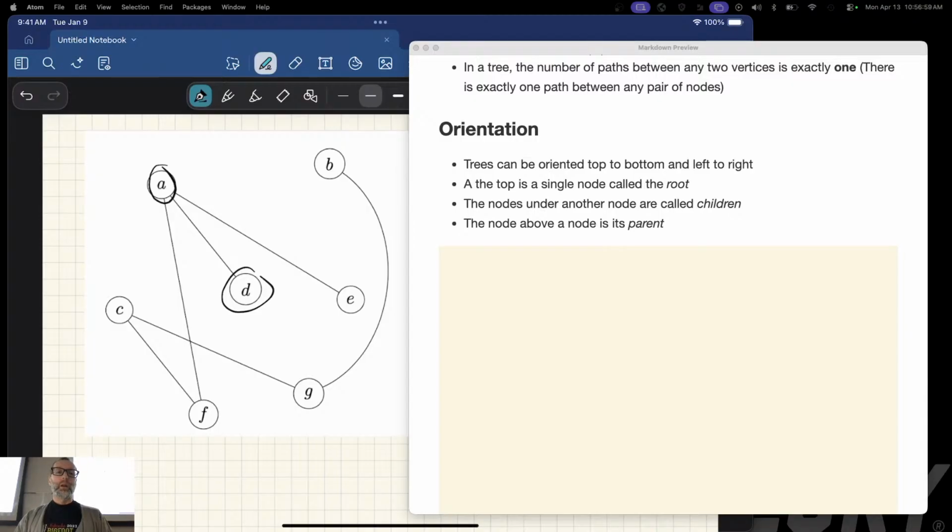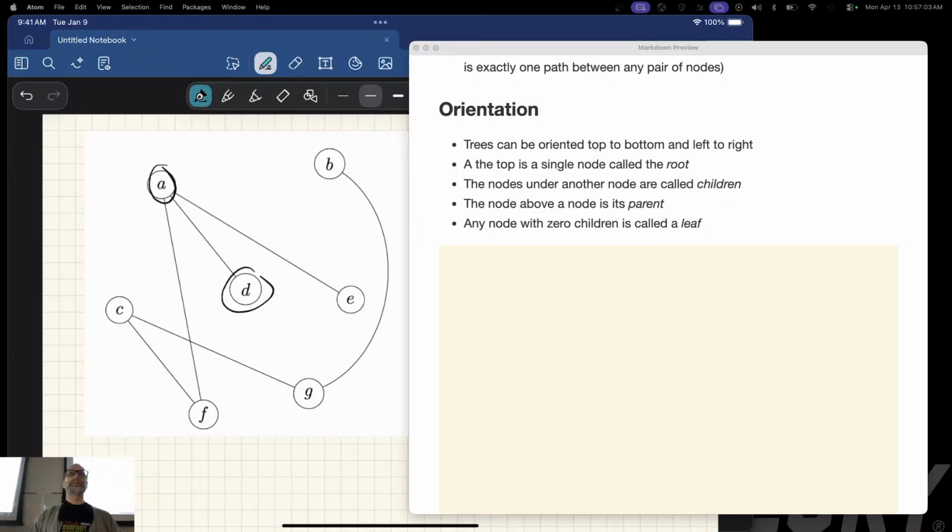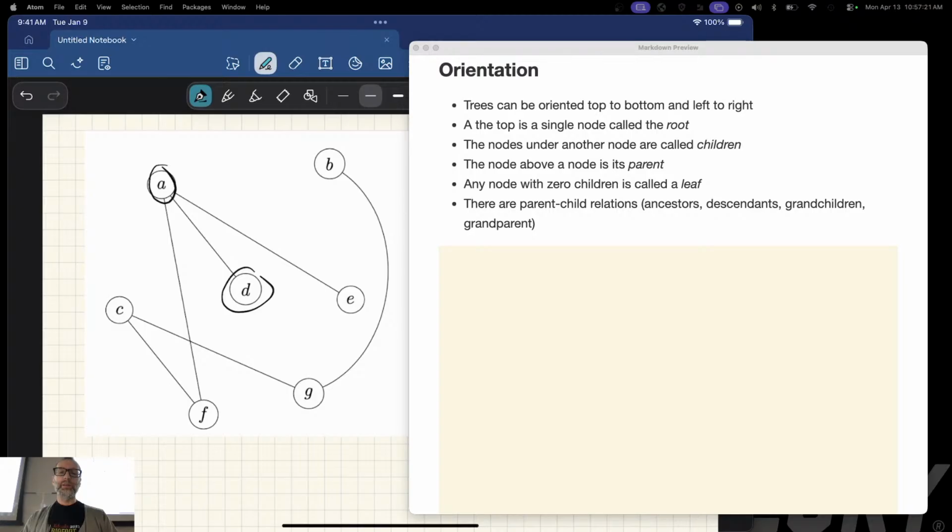Any node with 0 children is what's called a leaf. Because if you grow a tree up and then it terminates, there are no longer any branches. What's at the end? That's a leaf. A node in this case, because it grows downward with no children, is also called a leaf. You can talk about parent-child relationships, ancestors, descendants, grandchildren, grandparents, cousins, et cetera. That's still not enough. We want more structure.